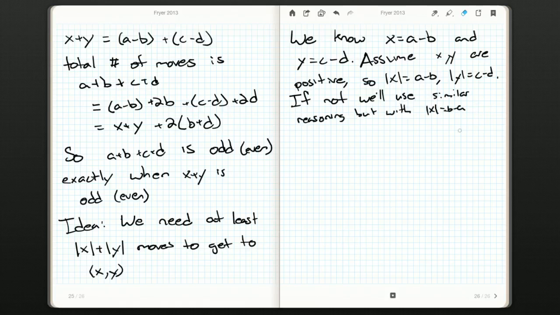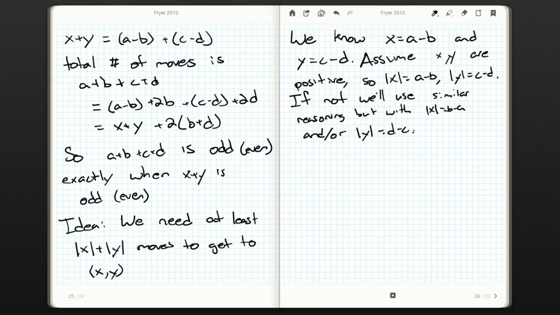So if x is negative, then the absolute value of x is actually b minus a. Because we need to make a minus b, which is x, into a positive thing, so we multiply the whole thing by negative 1. But to make our lives easy, we're just going to assume x and y are positive. If not, we could carry out the exact same reasoning. And if you're absolutely sure that it's the exact same reasoning, but for a tiny little notational tweak, you can write something like this in the contest. The markers are perfectly trained to understand stuff like this.